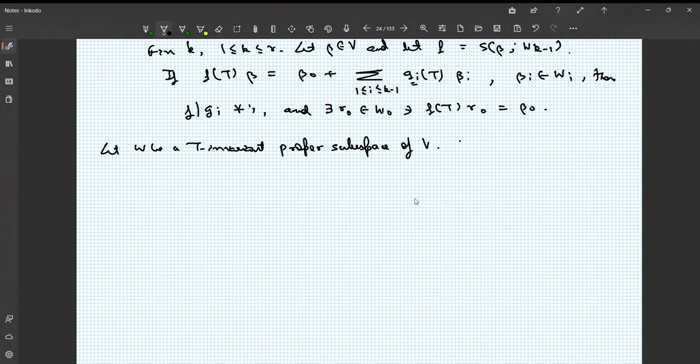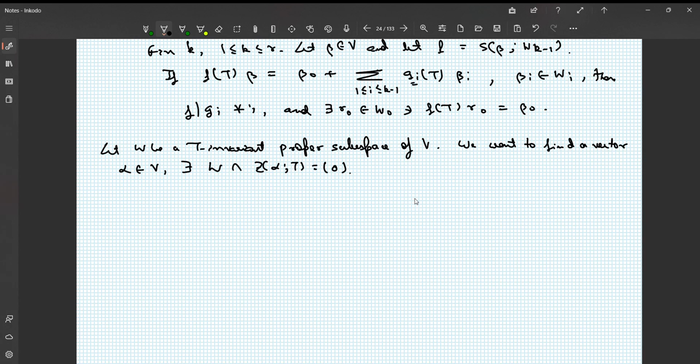Okay, we want to find a vector alpha such that W intersection the T cyclic subspace generated by alpha is the zero subspace. T is obviously a linear operator defined on V. Okay. So how do we do this?